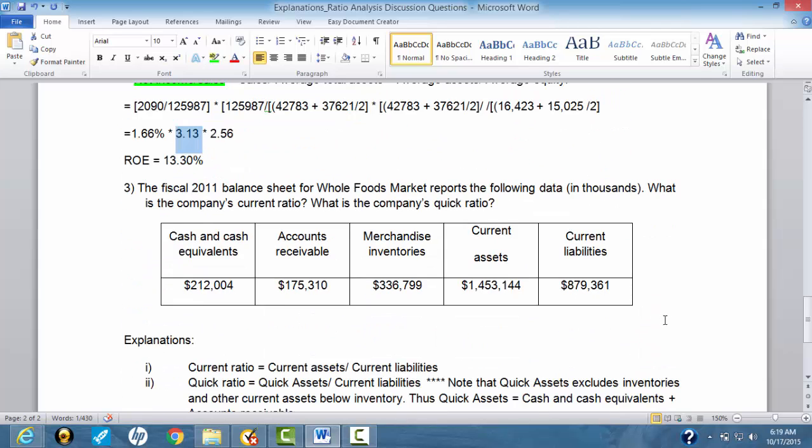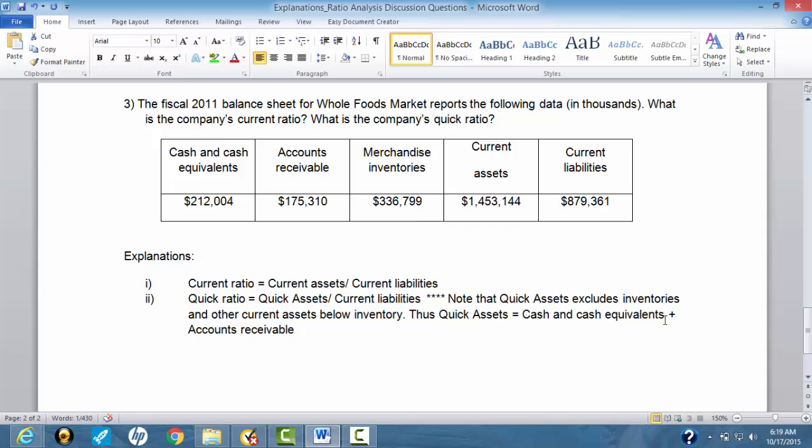Now let's move on to the next question, which would focus on liquidity ratios. Now for Whole Foods Market Corporation, we are asked to determine its current ratio and quick ratio. Now, recall that the current ratio is a ratio that measures short-term debt payment ability of a company, and it is current assets divided by current liabilities.